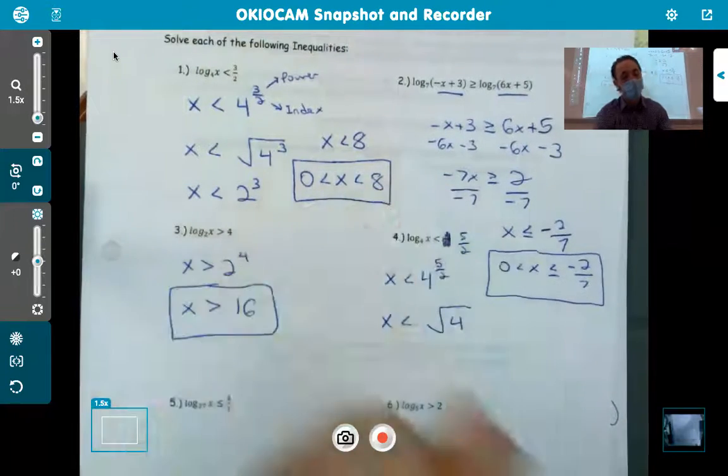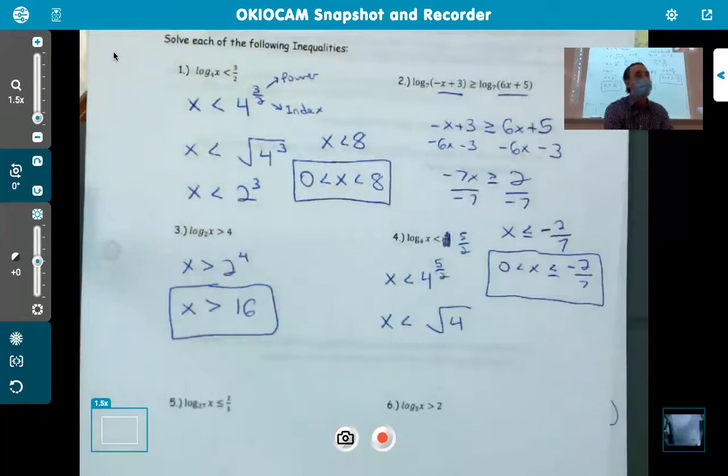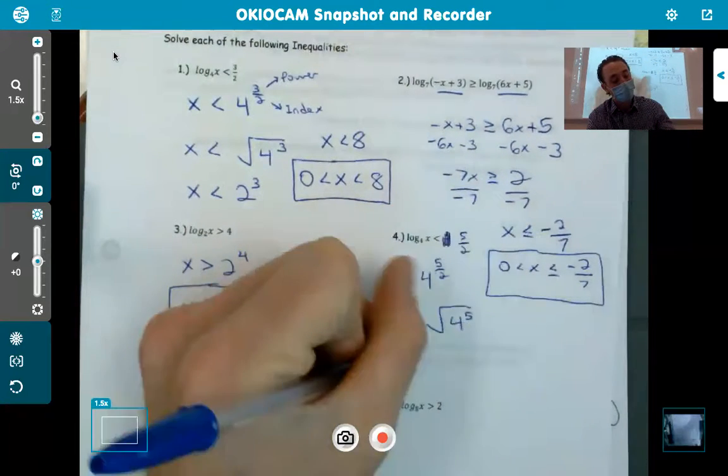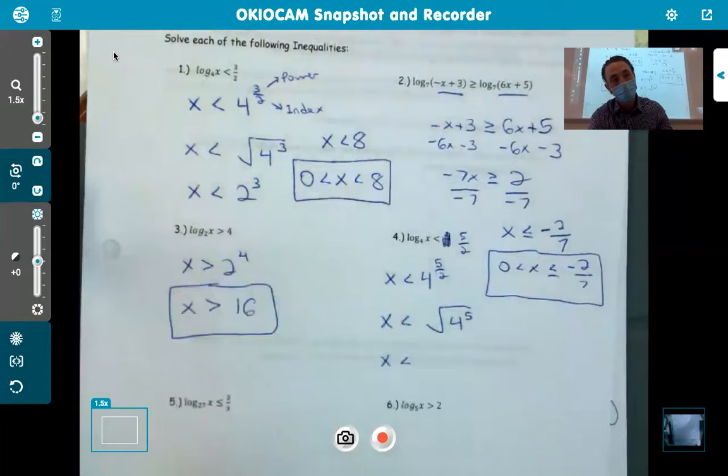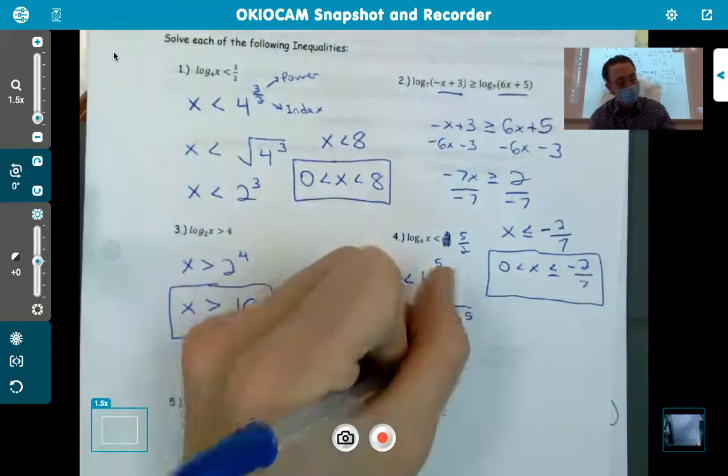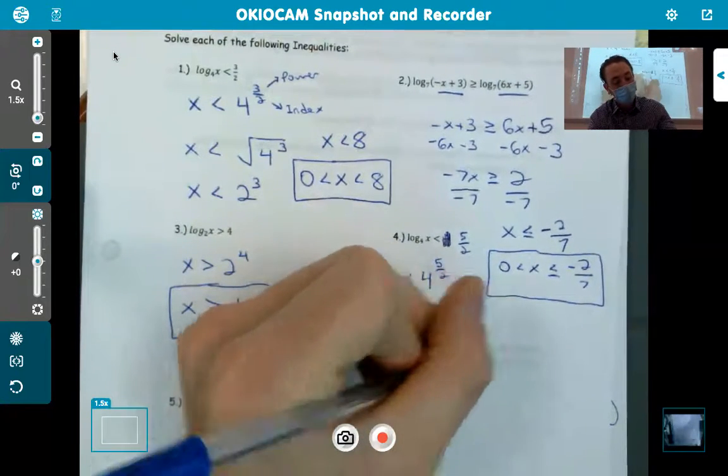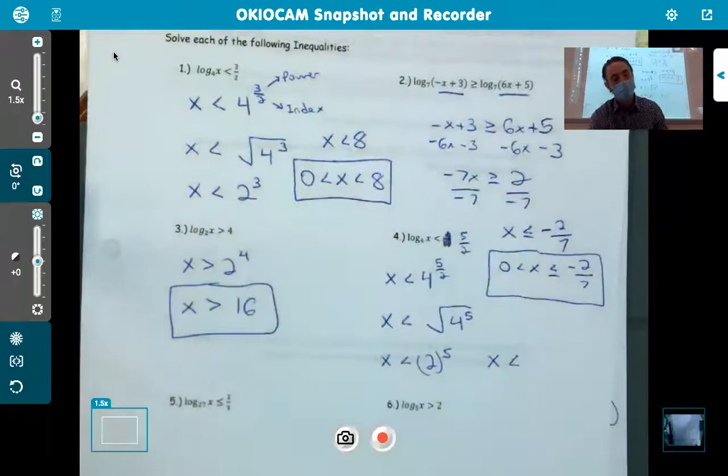What number is my power? What number is my index? So like, what am I taking? What root am I taking of this? The opposite. 2, right? So I'm taking the square root and I'm raising that to the 5th power. Well, again, what's the square root of 4? 2. And what's 2 to the 5th power? 32.